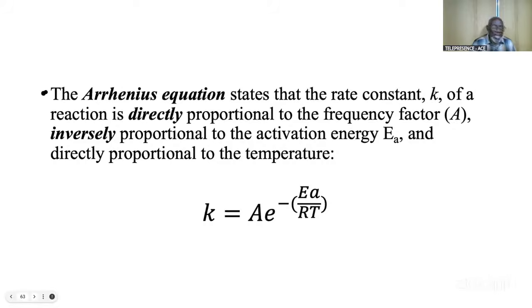Now, the Arrhenius equation states that the rate constant k of the reaction is directly proportional to the frequency factor A, or some people call it the Arrhenius constant, is inversely proportional to the activation energy, and is directly proportional to the temperature. So we have talked about this. This is the Arrhenius equation.